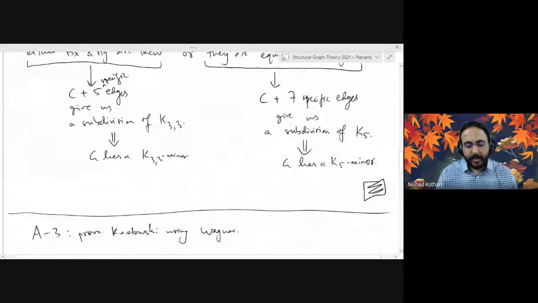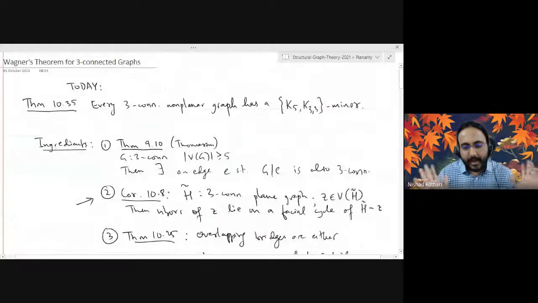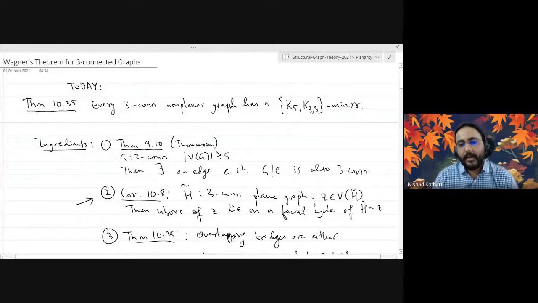Okay, so that's it for planarity. And on Monday, we start graph colorings. Again, we will start from coloring planar graphs, and eventually we'll move on to general graphs. Feel free to leave. I'm still here for another 5-10 minutes in case of any questions.